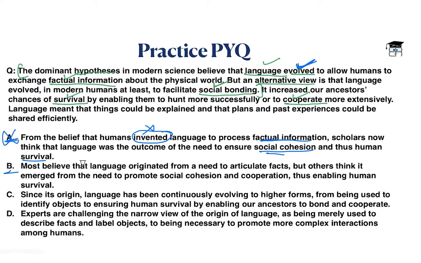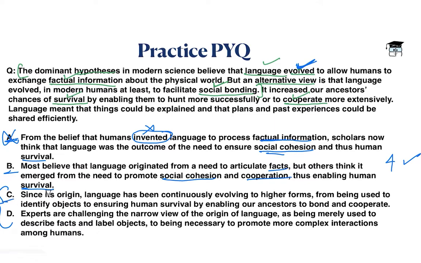Okay, option B. Most believe that language originated from a need to articulate facts, but others think it emerged from the need to promote social cohesion and cooperation, thus enabling human survival. Now, all of the important facts are listed. All of the important 4 facts are listed in this statement. That means this can be my summary, but yet again, I have to check the rest 2 options.